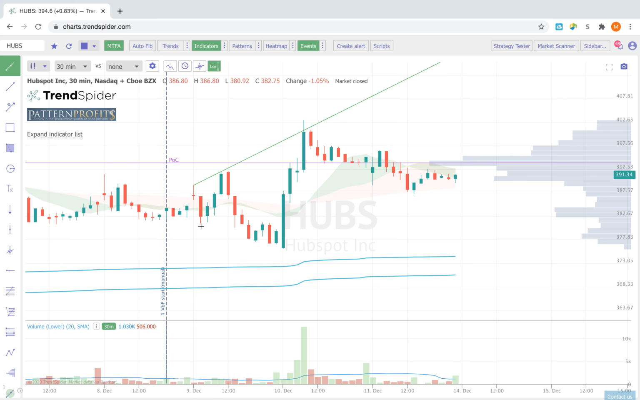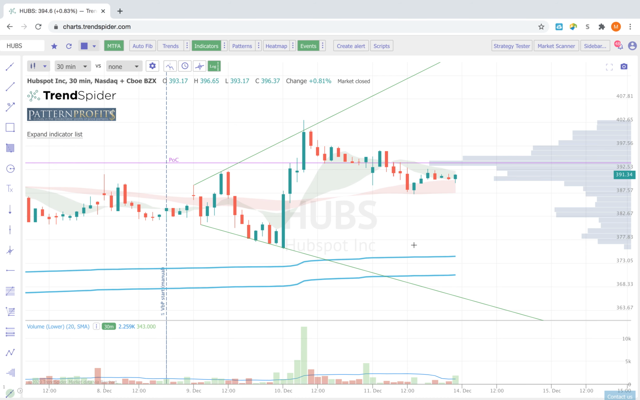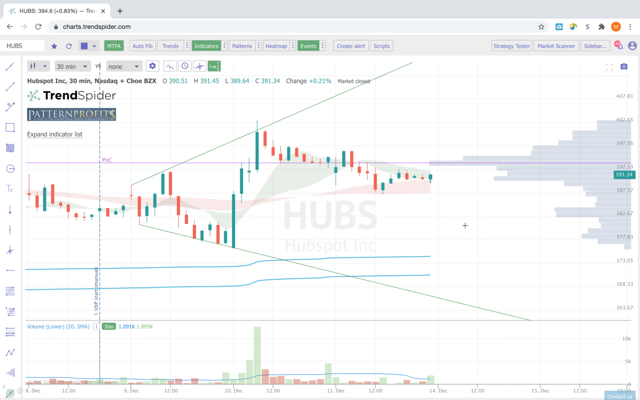Higher highs and lower lows lead to this pattern. So that is your broadening formation on the shorter time frame, this being the 30-minute. Let me switch over to the shorter moving average cloud so you can see. So now you have this broadening formation, and here you can see the consolidation from Friday.